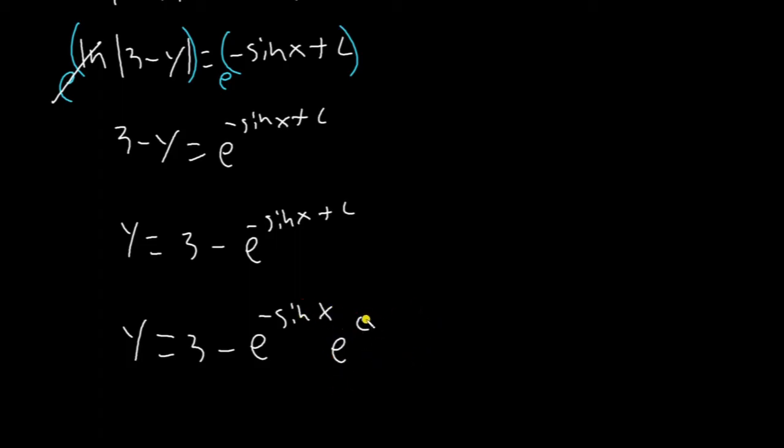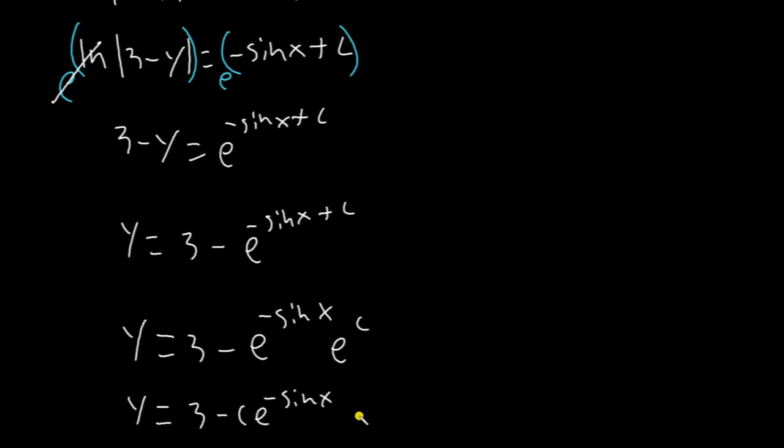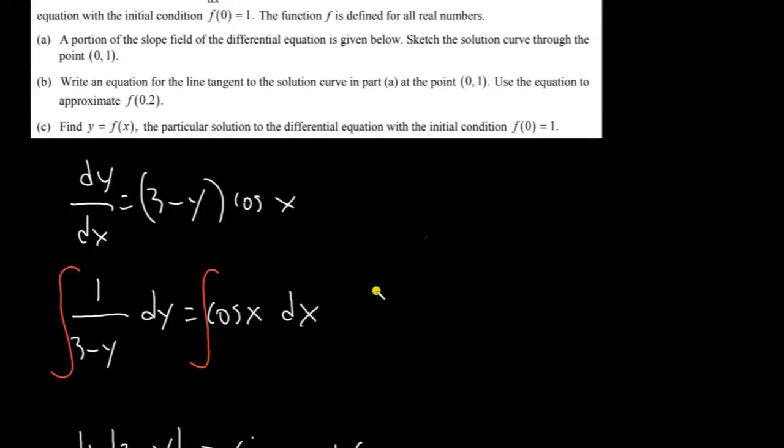Okay, and remember, e to the c is just another constant, right? So what I can do is treat it like just a constant and say 3 minus c e to the negative sine of x. Obviously, this c and the earlier c are different numbers, but again, what's important is that they're both constants. So now we've solved it for y, but we're not quite done. We still have a c, and we need to figure out the value of the constant. To do that, we're going to use the initial condition f of 0 equals 1.